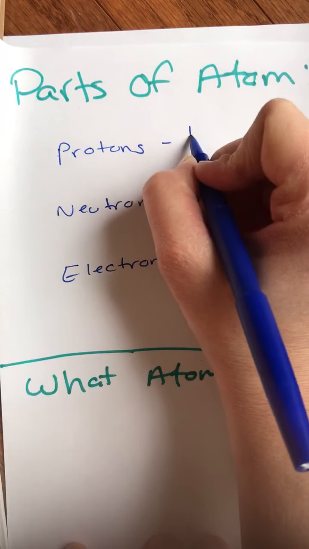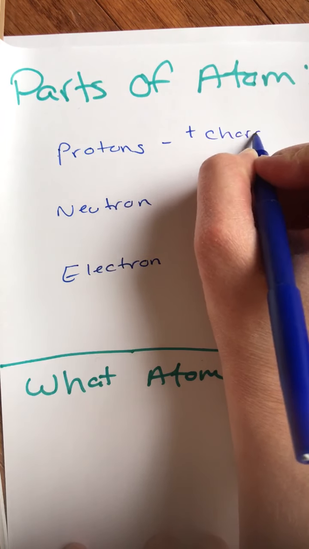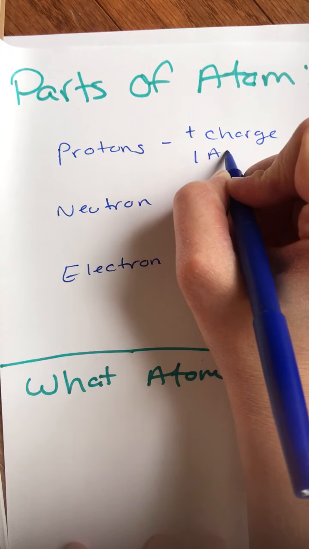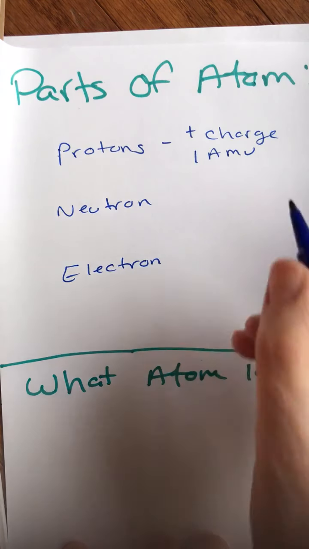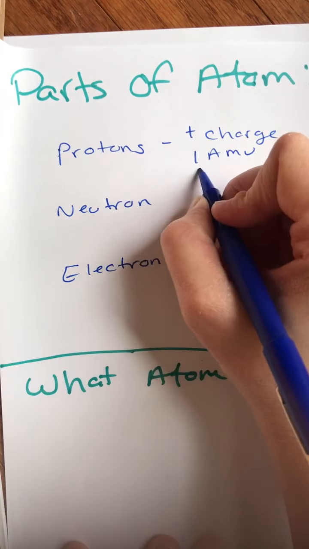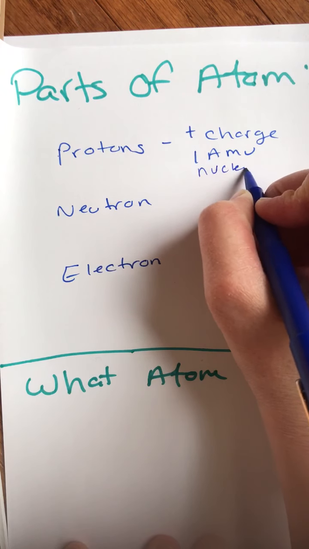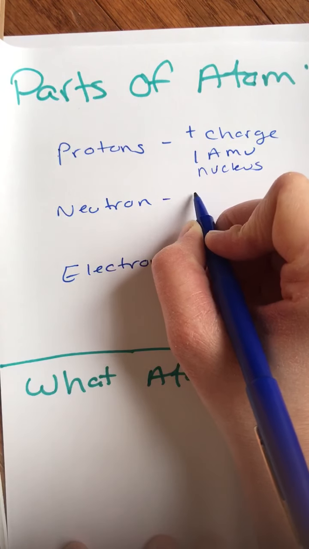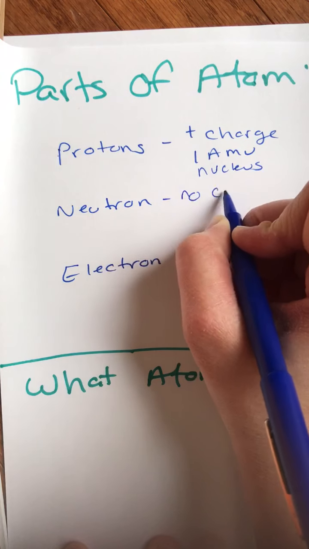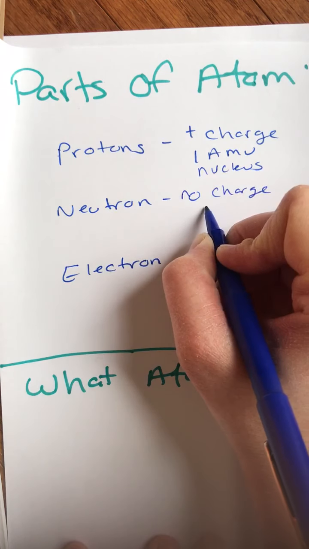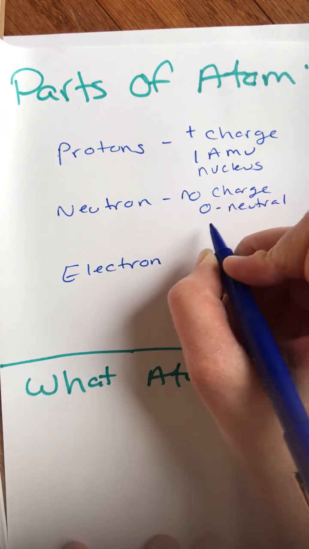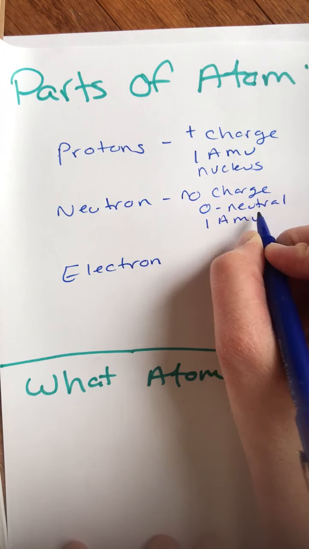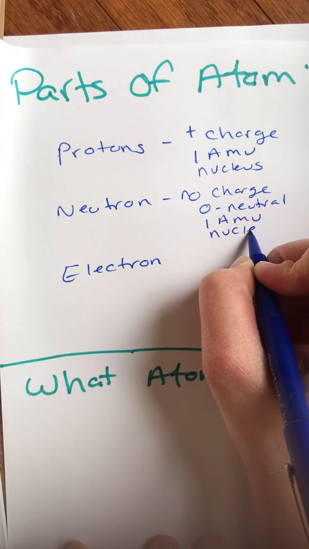So the proton, if we remember, it has a positive charge. And pretty much it has an atomic mass of 1 AMU. Remember, these are all really small. They're much too small to even give it like a gram or a milligram, so it got its own little unit. We find it in the nucleus. The neutron has no charge, or we sometimes wrote 0 for neutral. It also has 1 atomic mass unit, and we find it in the nucleus.